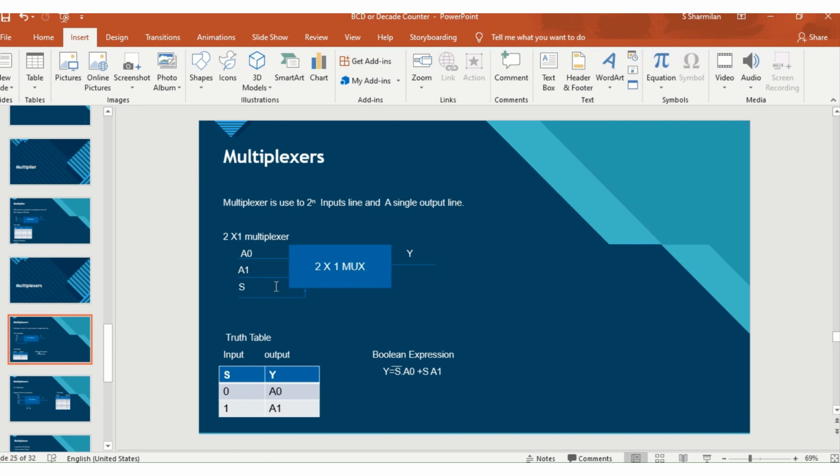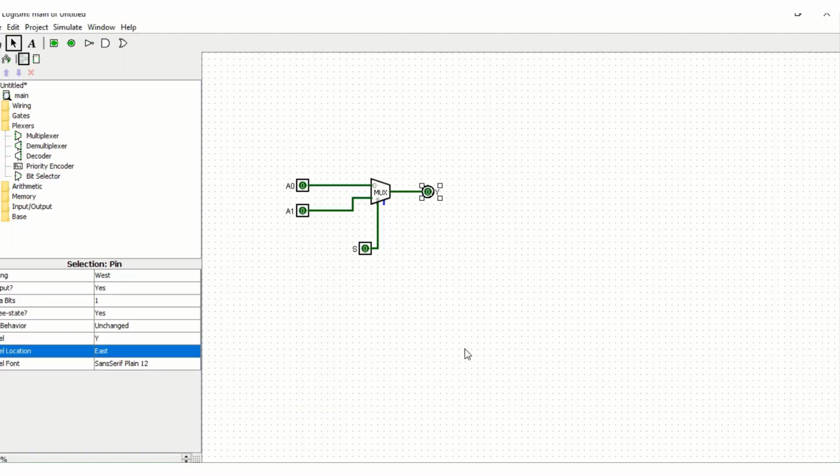Here our inputs depend on the selection line. We put any value of A0 and A1, and we check with S, that means the selection line. Now I am going to check the selection line. Here selection S equal 0, I get output y equal A0. Now I am going to check this one. S equal 0, I get output y equal A0.